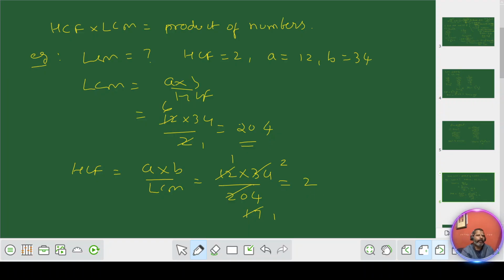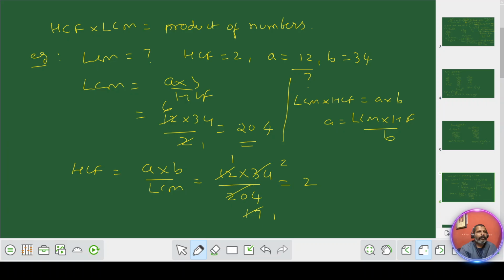In a similar way, I'll make A the question mark. So LCM and HCF are given. Then A is equal to LCM times HCF divided by B. In a single example, I'm explaining all the concepts, whatever is applicable.